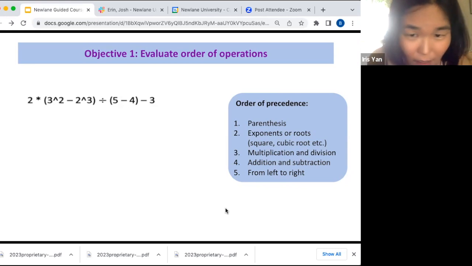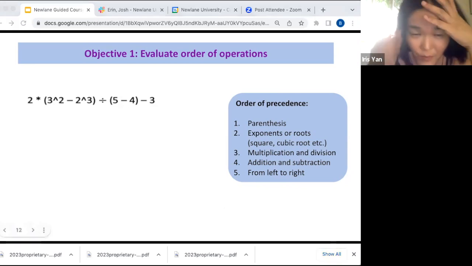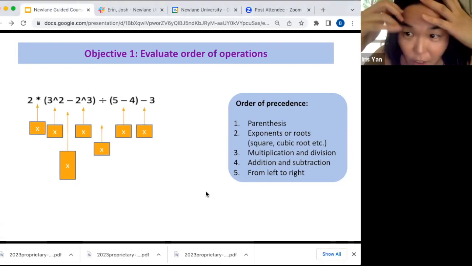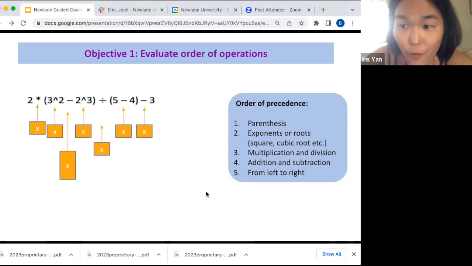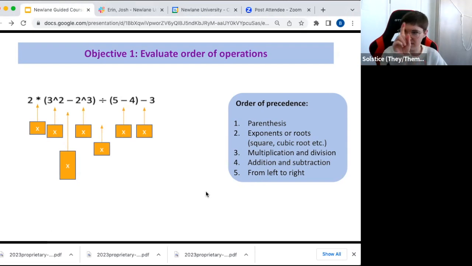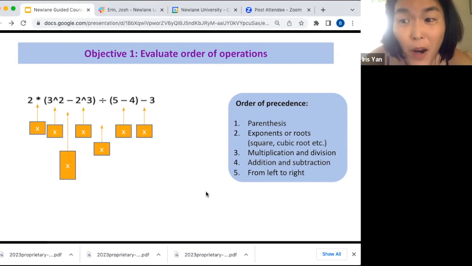So here, let's go to the next slide. I put all these operations. Which one should go first? Can you guys tell me what we should evaluate first? It's the 3 with the little arrow. The hat, yeah. That's how we express 3 to the power 2 sometimes.